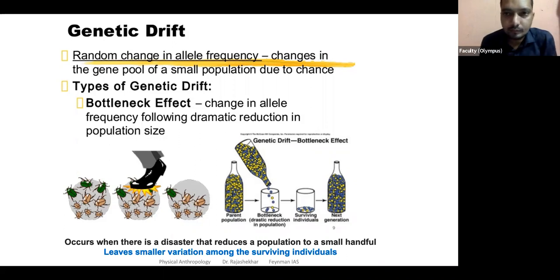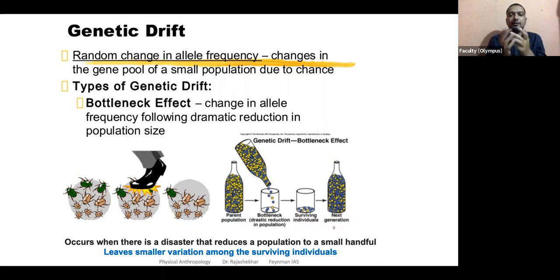Sir, in this bottle case, what if most of them had come out and a few remained? Then you wouldn't call it bottleneck, right? Bottleneck means where you are kind of choked. You could not come out. Only a few of them could come out. Otherwise it won't be a bottleneck effect at all. So only those events where the majority of the population has been affected, changing the genetic diversity, leaving out very few varieties.